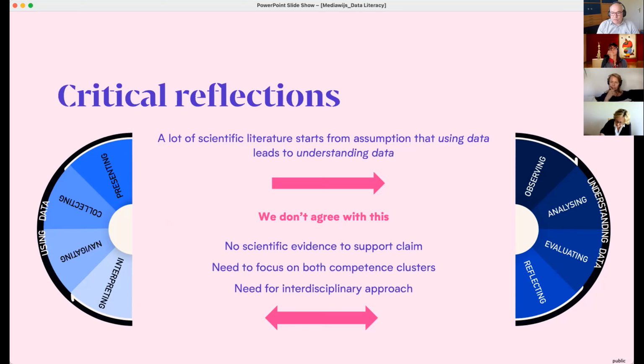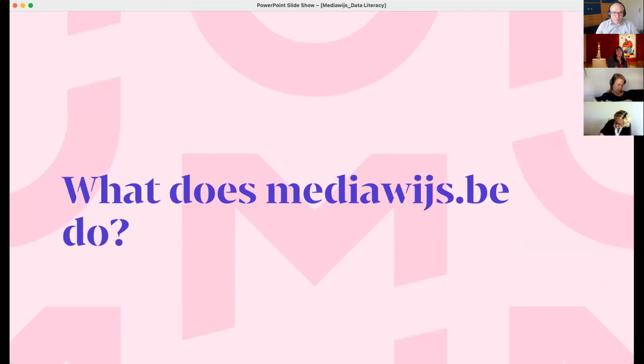So we think that we need to work on both of these competence clusters, and that means that we really also need an interdisciplinary dialogue on how to integrate this, because we already know that, for instance, STEM teachers don't always have the right capacities also to teach on understanding data. So we need this interdisciplinary dialogue to really integrate the whole aspect of datafication of society into the curriculum.